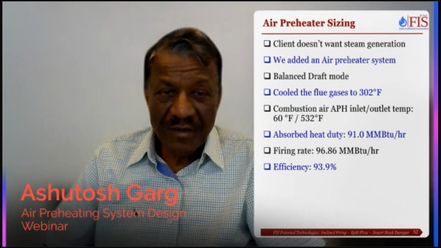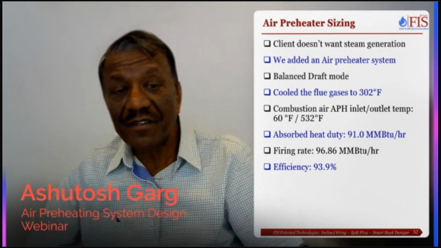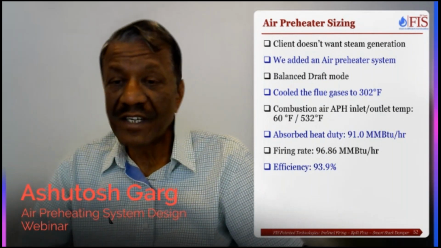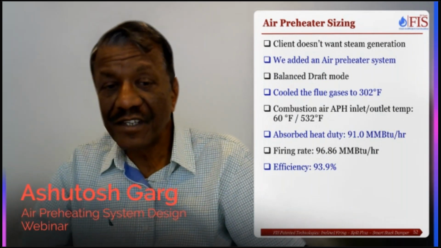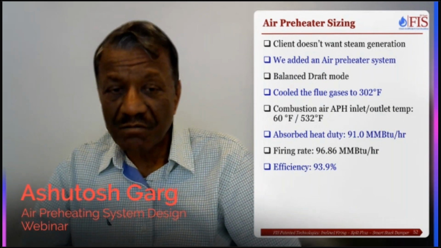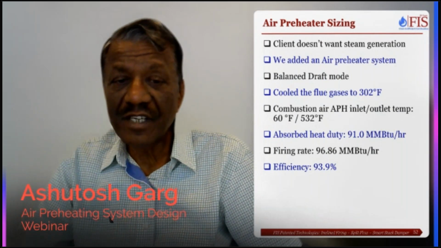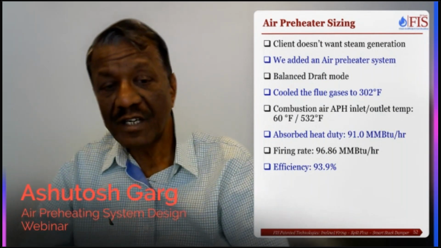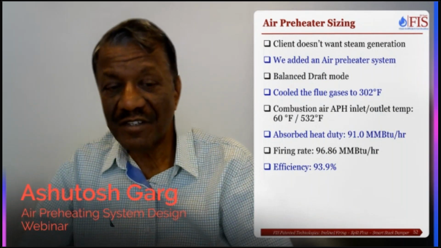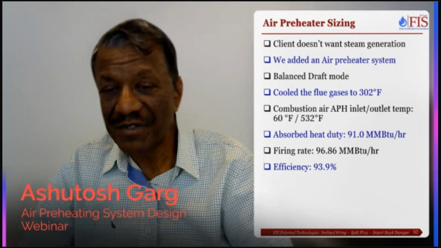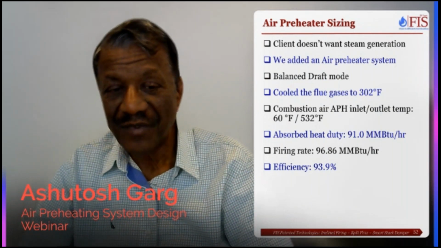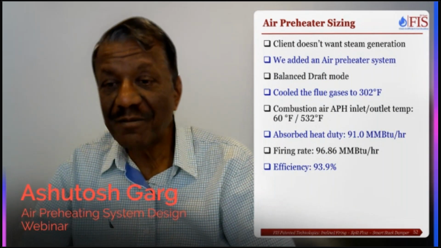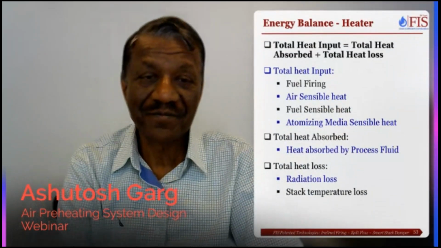The client didn't want steam generation, so we added an air preheating system. We cooled the flue gases to about 300 degrees, about 150 degrees centigrade. Combustion air gets changed from 60 to 532. And we were able to increase the efficiency to about 93%, 94%. I don't know exactly, but these calculations were done by my team, so I will believe them.